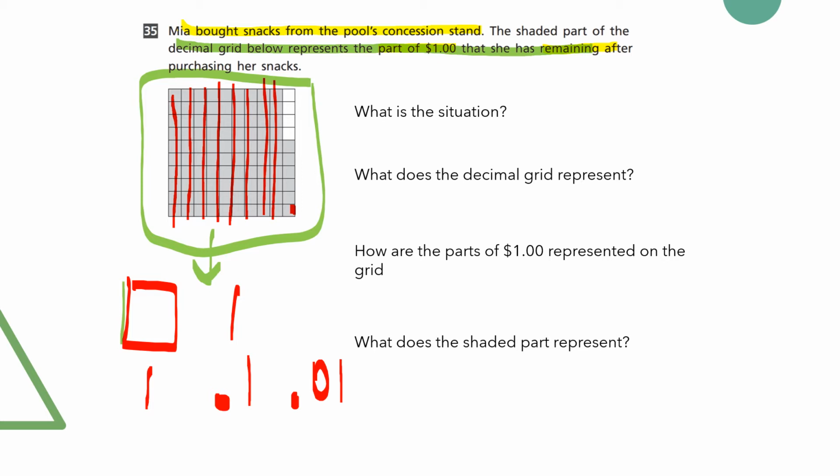What does the shaded part represent? So the decimal grid represents the part she has remaining. I think I need to go back up and reread this question again. The whole decimal grid represents $1. So the shaded part is what she has left. I'm going to count this. I have 9/10ths and 6/100ths.